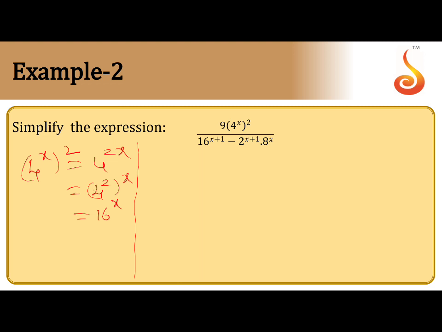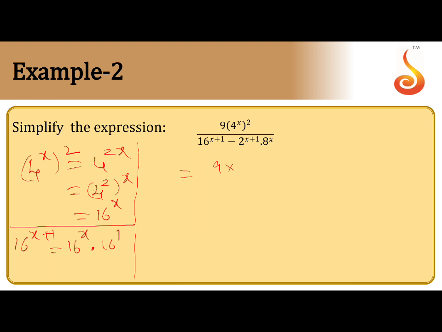Now comes under the denominator. 16 power x plus 1. So this is in the form of a power m plus n. A power m plus n is what? A power m into a power n. Like this, 16 power x into 16 power 1. This is the term. Now same here, 2 power x plus 1 is there. That also you can write as 2 power x into 2 power 1. So let us start with that.